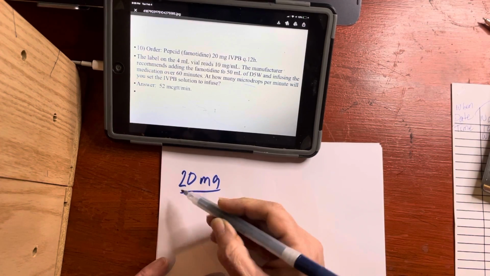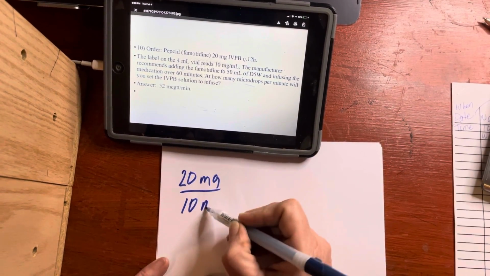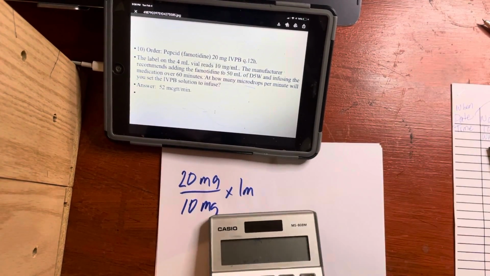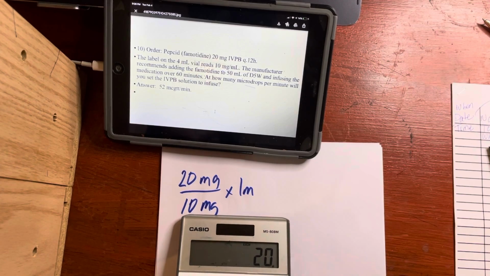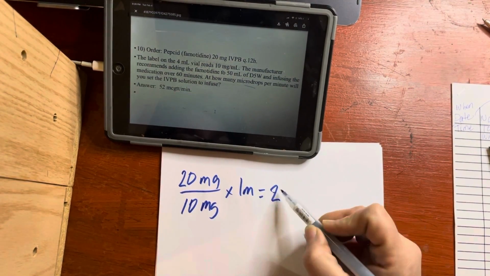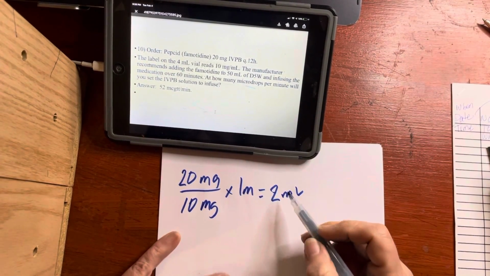Keep my little head clear. Anyway, so what I have is 10 milligrams per 1 ml. And then we're going to do the math. Here we go. Handy dandy calculator. 20 divided by 10 equals, boom. That's going to be 2 milliliters that I've got to pull out of the vial.